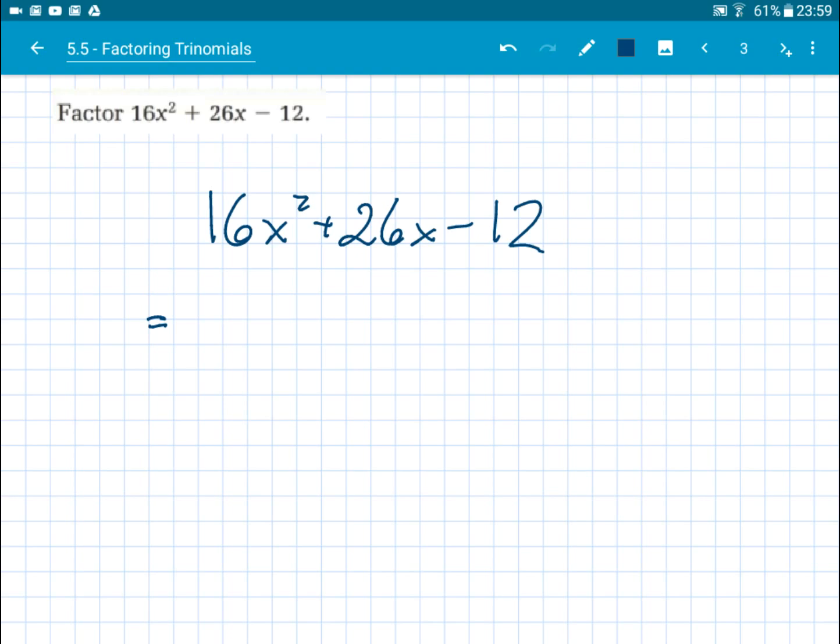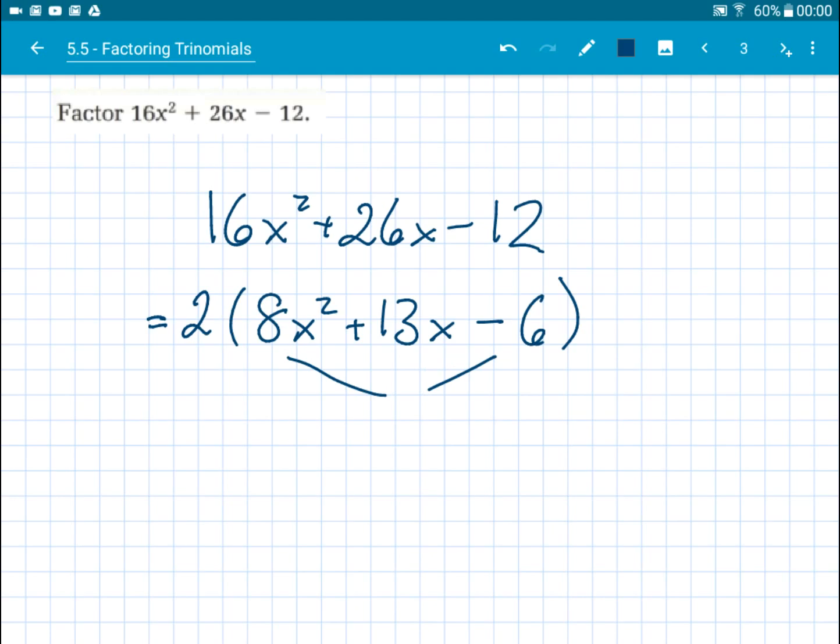So if I look at this, I'm saying to myself, okay, what's in common? Looks like a 2 to me. So I'm going to take 2 out. So 2 times what gives me 16x squared? Well, that's 8x squared. Plus 13x minus 6. Okay, this makes our life a lot easier. Numbers are a lot smaller. So we're going to go inside the bracket and try to factor that now.